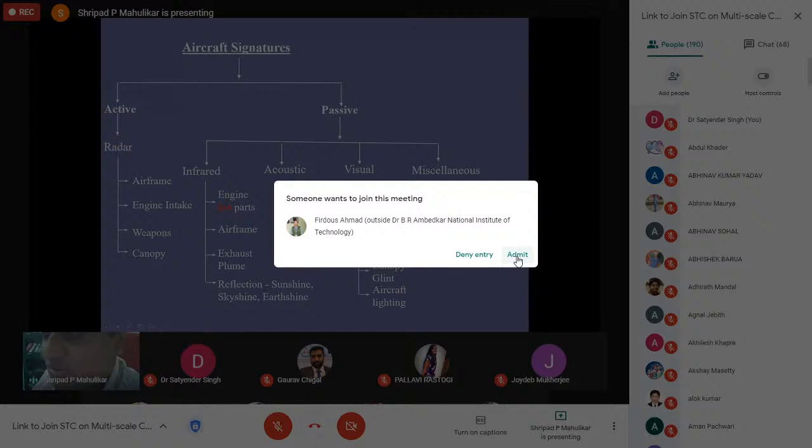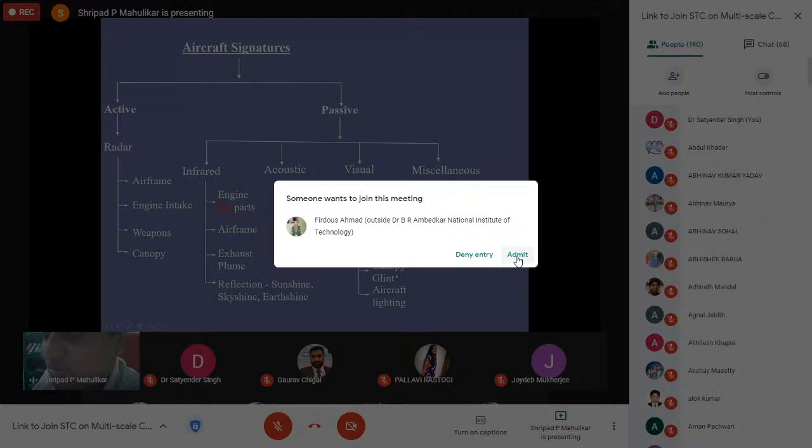And then the visual, what we see with the eyes: the airframe, the wings, the engine exhaust, and the glow of the engine exhaust. The glow is because of particles, like carbon particles in the engine exhaust. So they glow, and the glow can be seen by the eyes also. So that is part of visual, what we see, and it's passive.